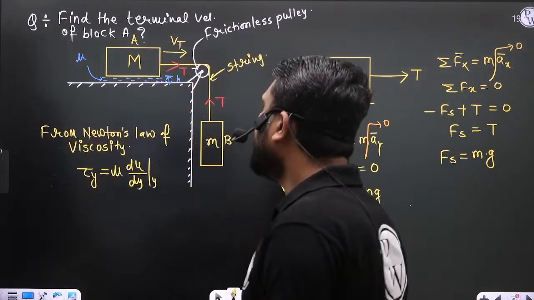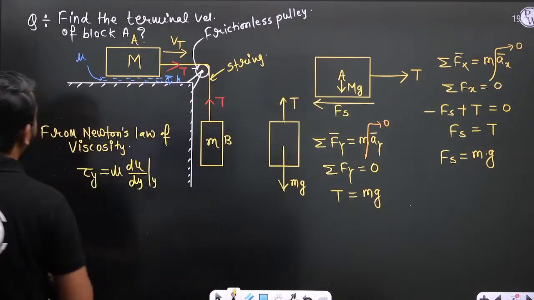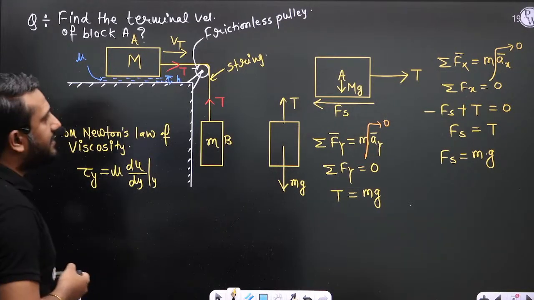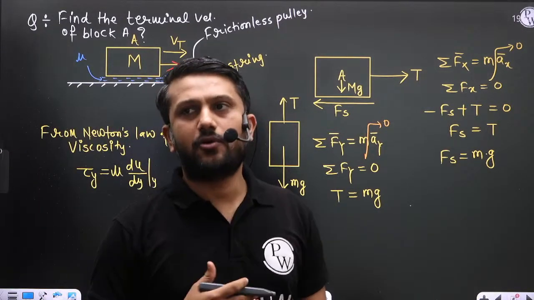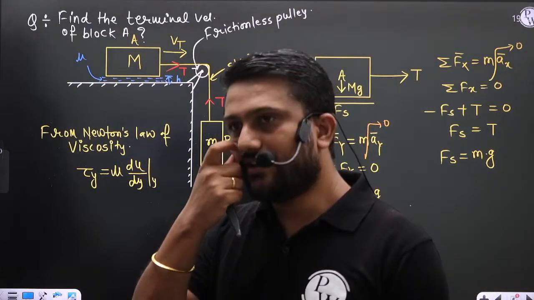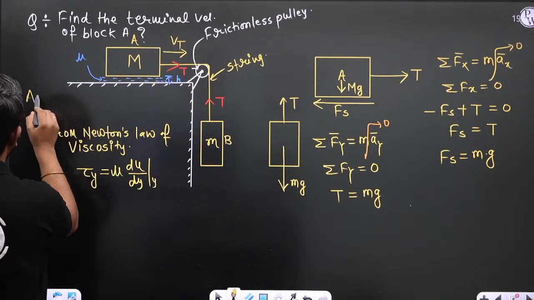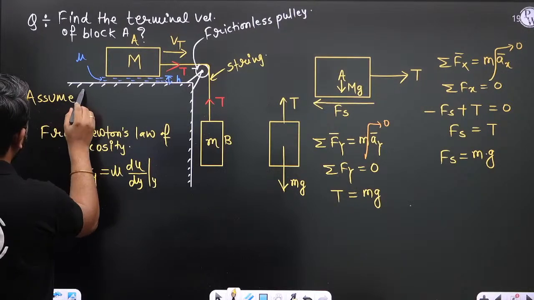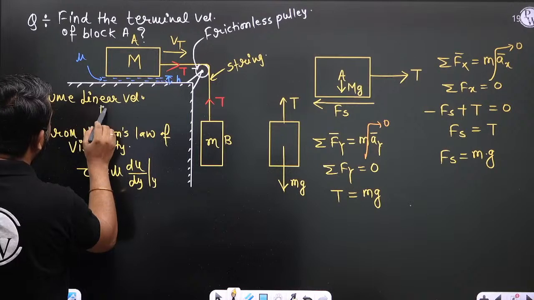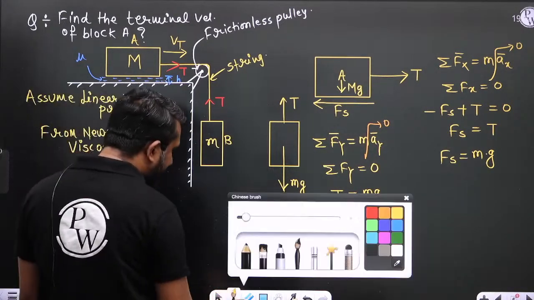right? So if the velocity profile is not mentioned, then what velocity profile do we assume? I already told you multiple times, if the velocity profile is not mentioned in the problem, then consider a linear velocity profile. Yes, absolutely correct. So assume linear velocity profile.